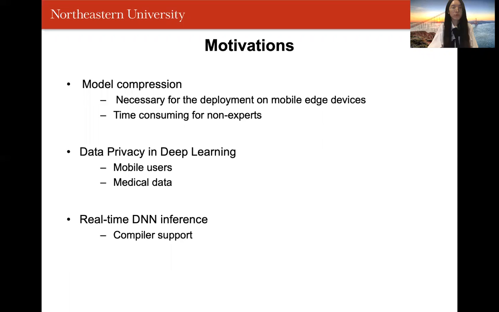Therefore, it's quite necessary to use model compression techniques to help the deployment of DNNs on mobile edge devices. However, it's quite time-consuming for non-experts to achieve model compression successfully. But if the user hopes to achieve model compression with the help from others, they might have data privacy concerns. Mobile users tend to store their data locally and not share it with others. And for some kinds of data, such as medical data, it's not allowed to be shared according to regulations. And as for the real-time DNN inference requirements, we hope to resort to a compiler to help us achieve inference acceleration on hardware.